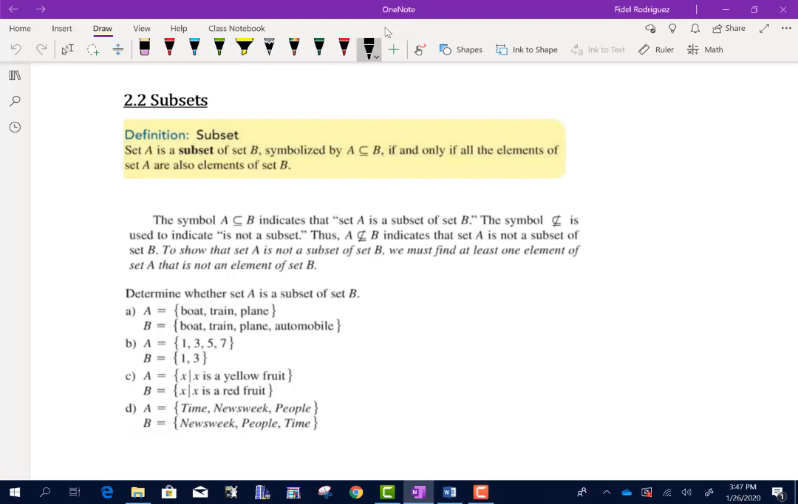All right, so section 2.2 is subsets. Okay, so let's figure out what a subset is. It says the set A is a subset of the set B. This is how we sort of read this part. A is a subset of B.